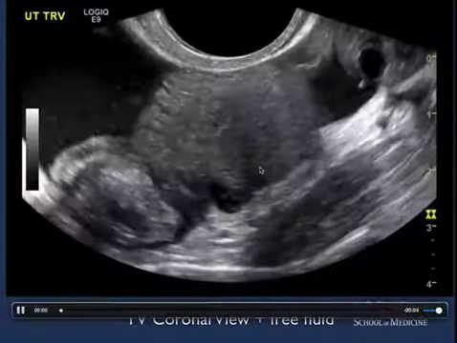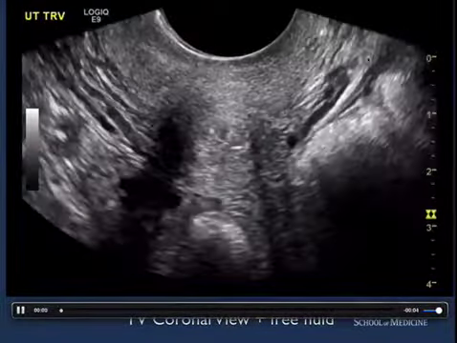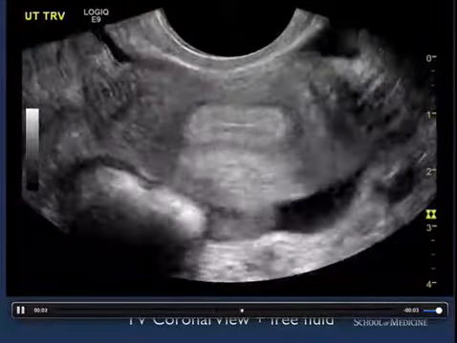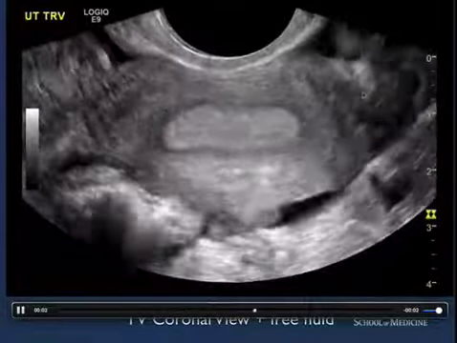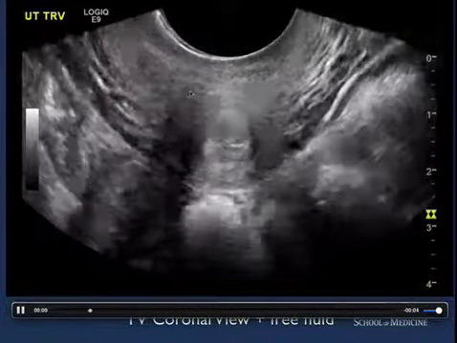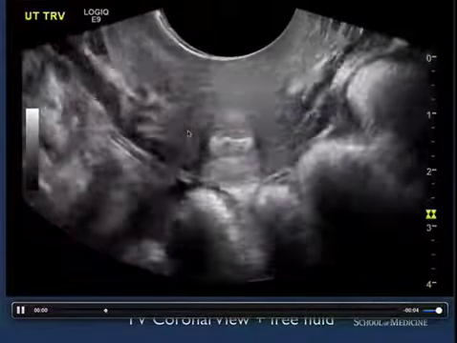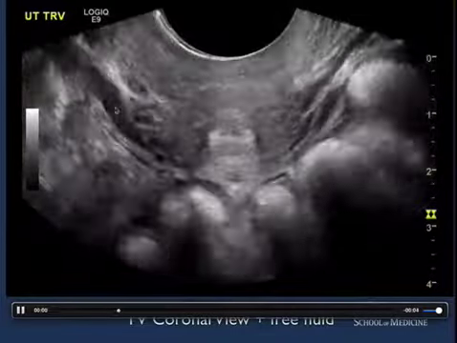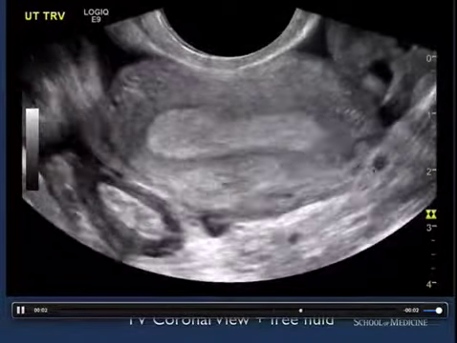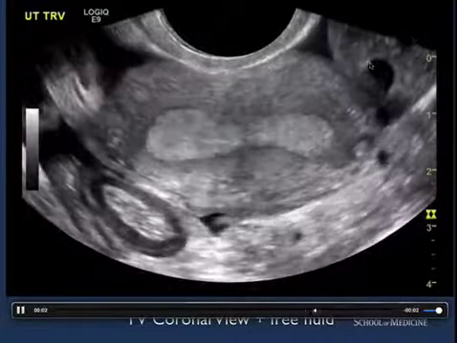This is an example of an abnormal ovary on the patient's left side right here, and this represents a dermoid cyst within the left side. Here we see the uterus, the thickened endometrial stripe, the free fluid surrounding the uterus and in the pouch of Douglas, and then the abnormal left adnexa.